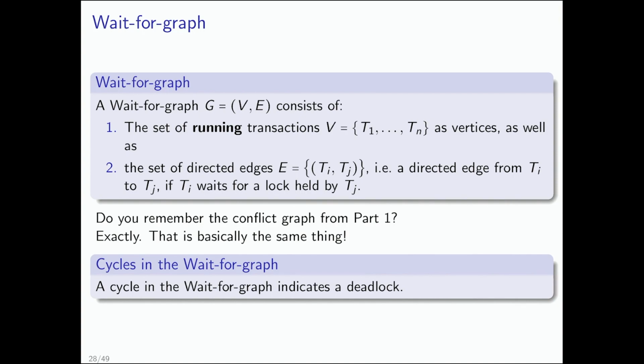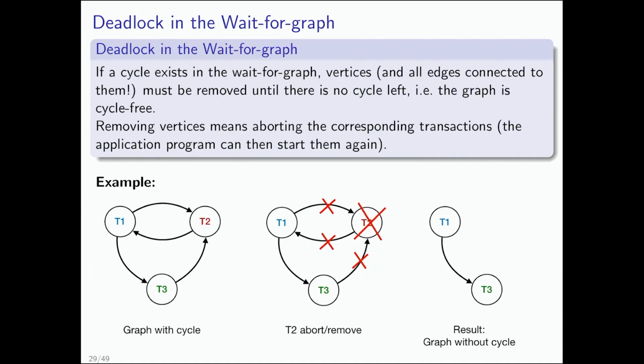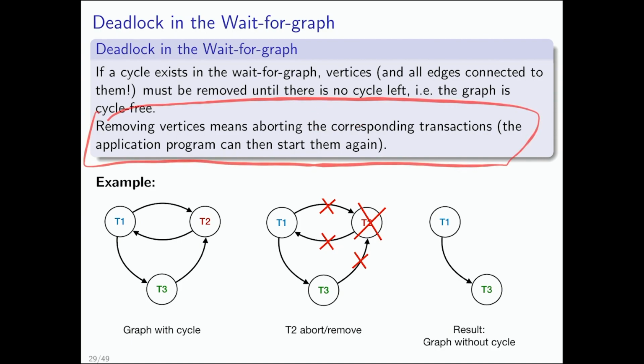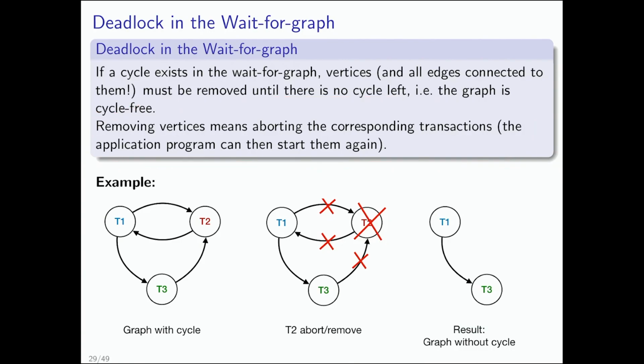What you need to do in a database is you don't want to have cycles. A cycle in the wait-for graph indicates a deadlock. I have a couple of examples for that. If a cycle exists in the wait-for graph, vertices must be removed until there is no cycle left, so the graph is cycle free. Removing vertices means the corresponding transaction, the application program that wants to compute, has to be removed, aborted, and rolled back.